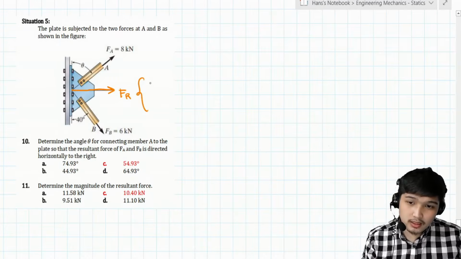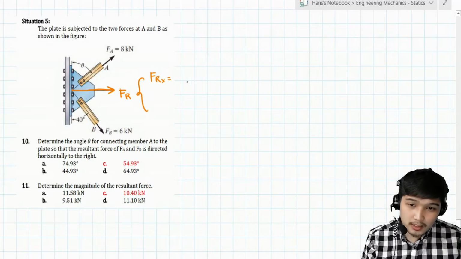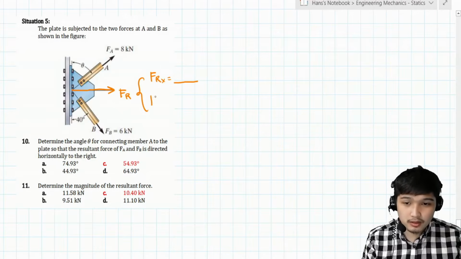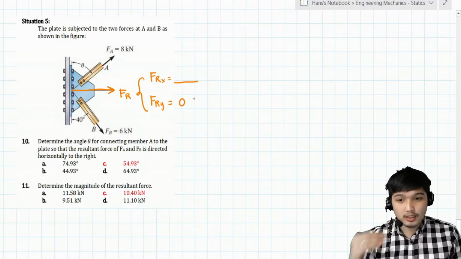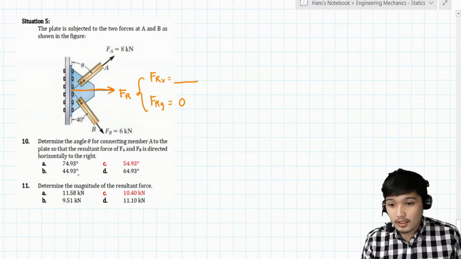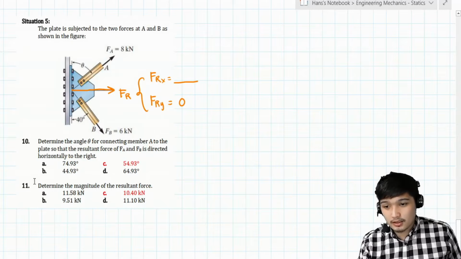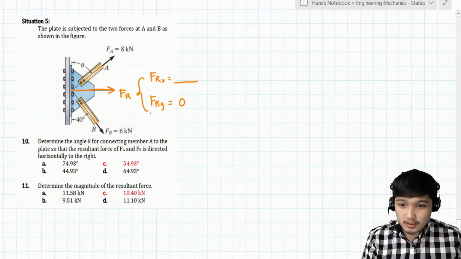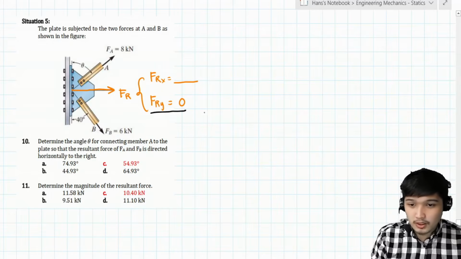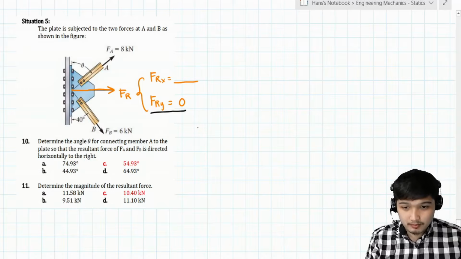So, we can say na ang sinasabi niya, yung FRX may value yan, no? May value. Pero yung Y component ng FR dapat 0. Kasi nga, sabi niya, gusto niya completely horizontal. So, gets? And then number 11, tinatanong is, determine the magnitude of the resultant force. So, ayun na, may clue na tayo. Ito yung gagawin natin. So, may given dyan is itong FRY. So, now, we start solving it using FRY.